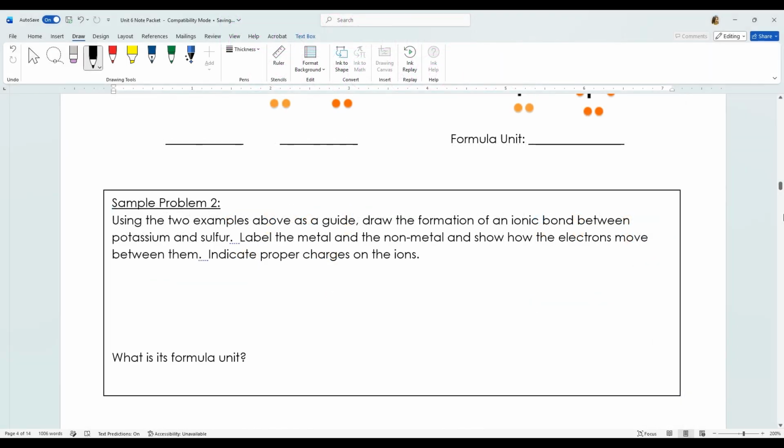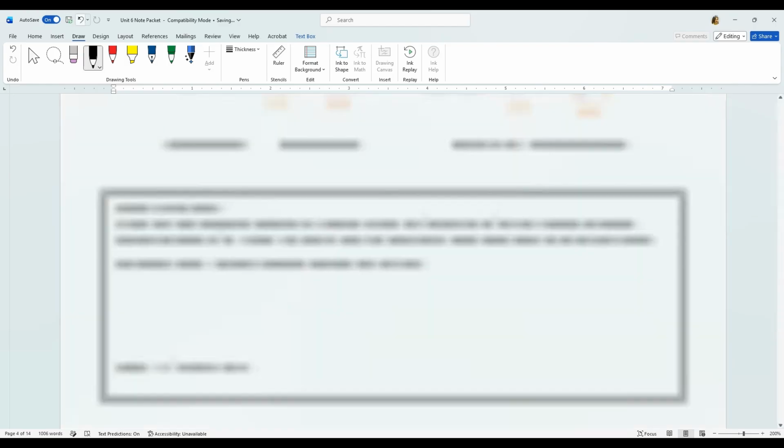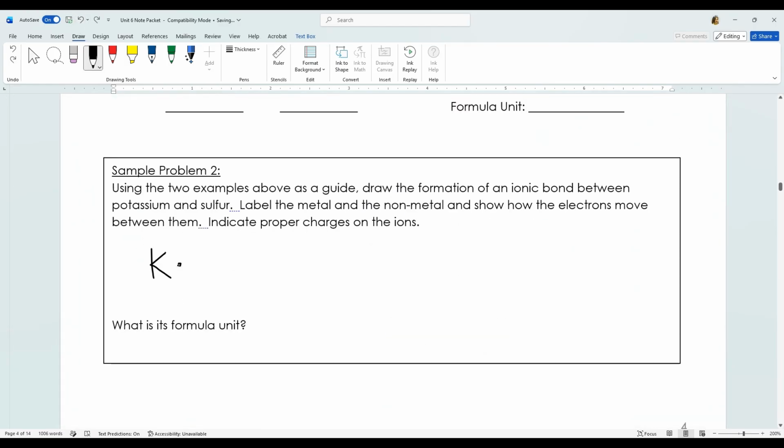Okay, so let's do sample problem 2. Draw the formation of an ionic bond between potassium and sulfur. We're going to do some different colors here. So potassium is an alkali metal with 1 valence electron. So I'm going to draw potassium with its 1. Oh, what in the world was that? Let's get rid of that thing. That was weird. And potassium is a metal, of course, so let's label that. It's got a metal right there.